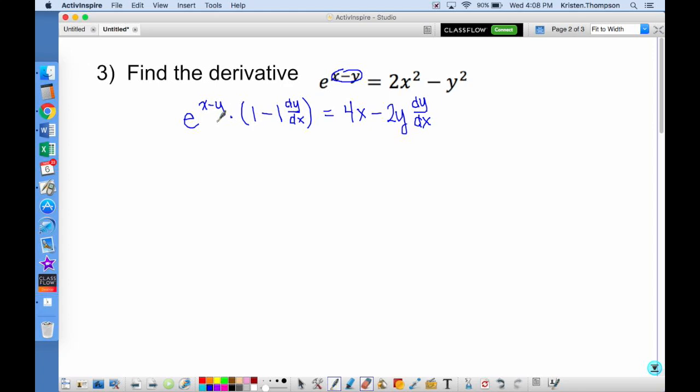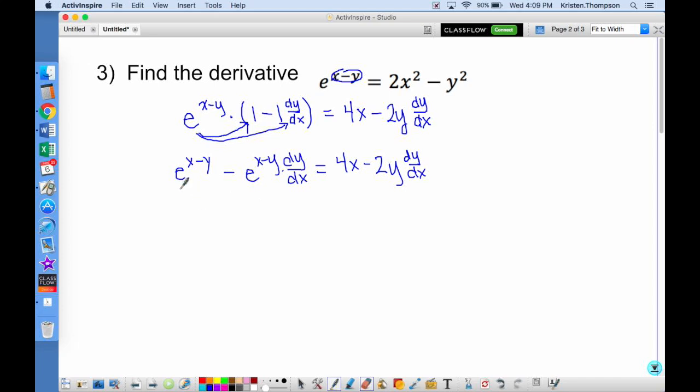If you ever see something outside of a set of parentheses, I would suggest that you distribute it first before separating your terms. So in this case, we're going to take the e to the x minus y and distribute it into this parentheses so we can see individual terms, giving us e to the x minus y minus e to the x minus y times dy dx. And now it's a lot easier to see what has a dy dx in it and what doesn't.